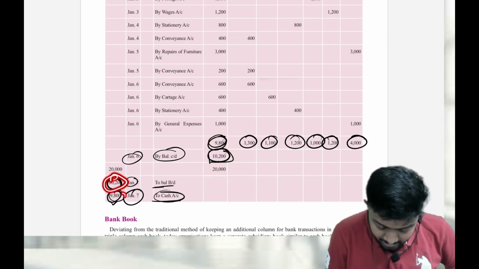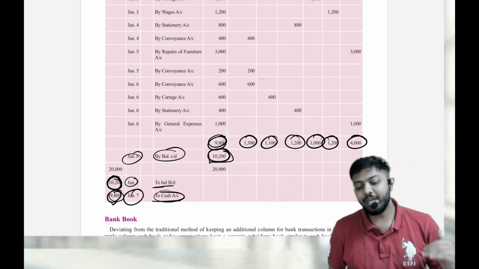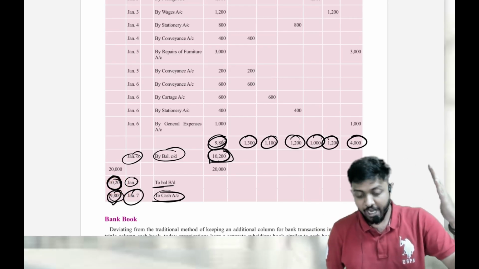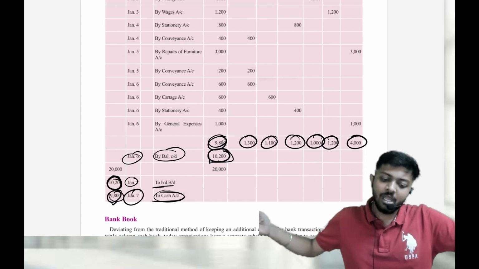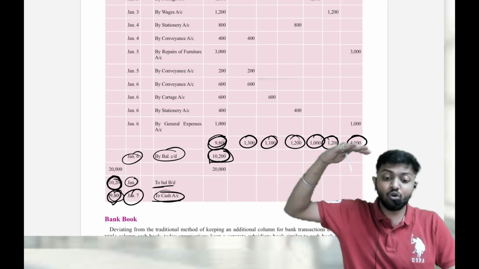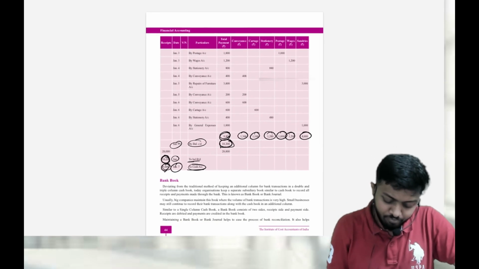Again the next day the head cashier has refilled. From 10,200 he'll make it back again to 20,000. So he'll give a further 9,800 to refill it back to 20,000. Again the petty cashier will spend. Again the next day the head officer will refill it back to 20,000. That's how petty cash works. So yeah, that's about it.